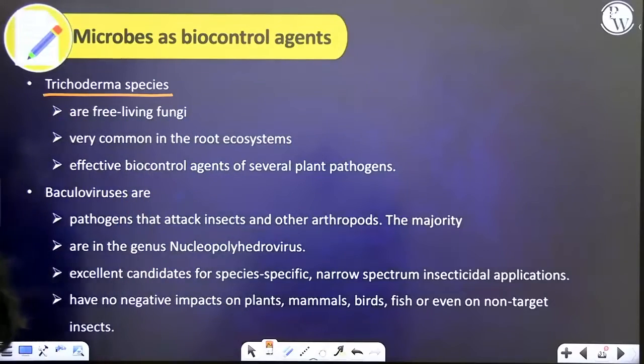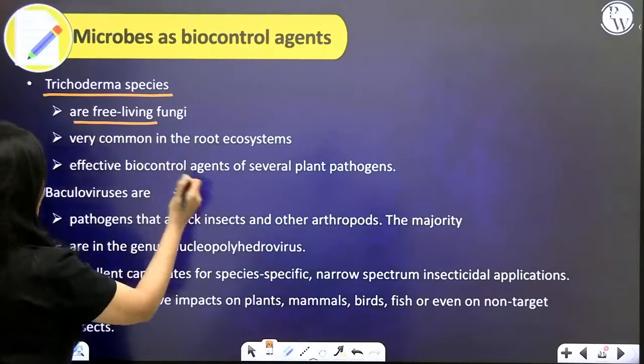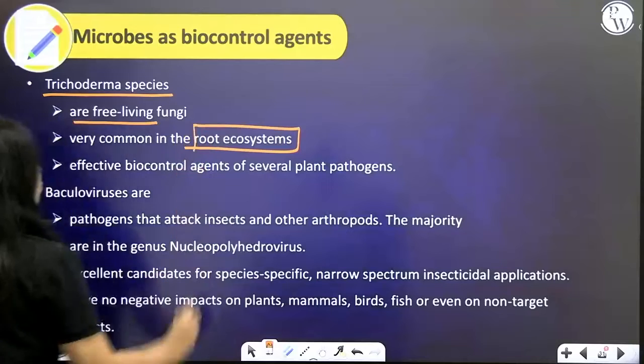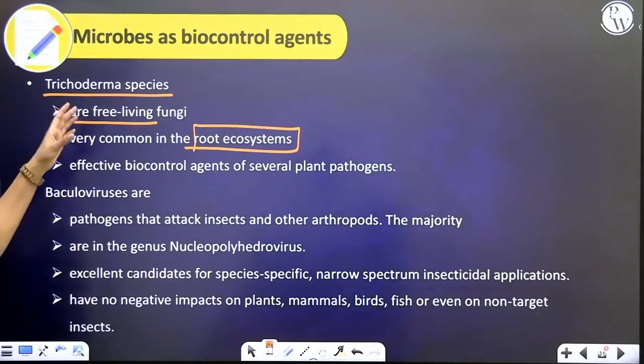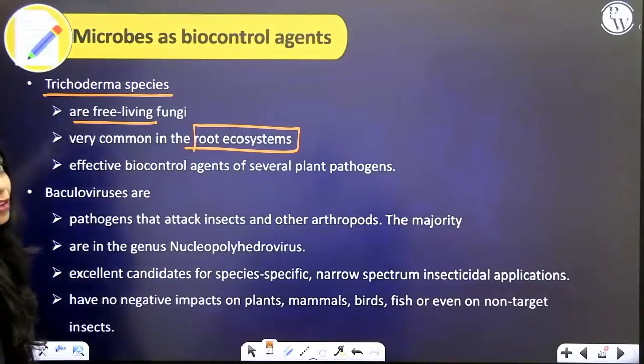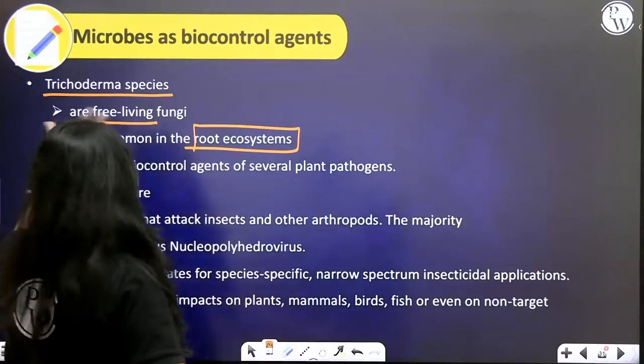Trichoderma is a fungal species. They are free-living fungi that are commonly found around the roots of plants. So this also is known to control several pathogens that cause infections in plants.